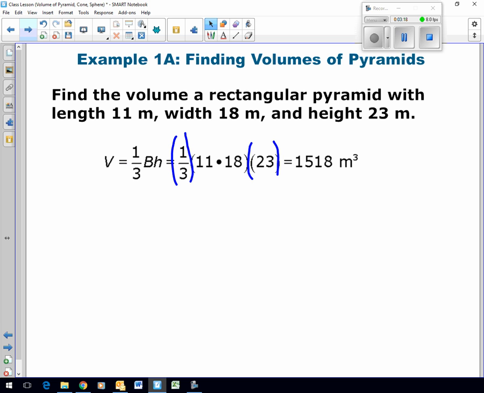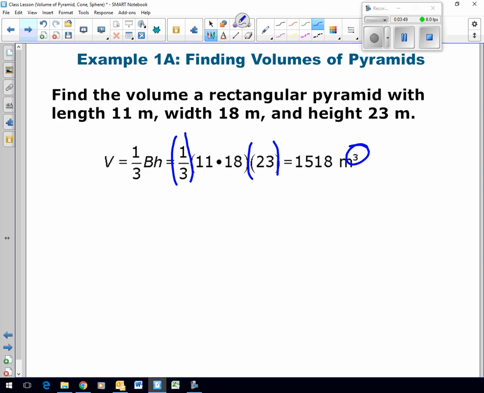In your calculators, go parentheses 1/3. And then close your parentheses. And go parentheses 11 times 18. Close the parentheses. Parentheses 23. Close the parentheses. What do you get? 1518, correct? Okay? 1518. Right? So that way, when you get to your test, you know what you should do when you're putting all this in the calculator. Okay?